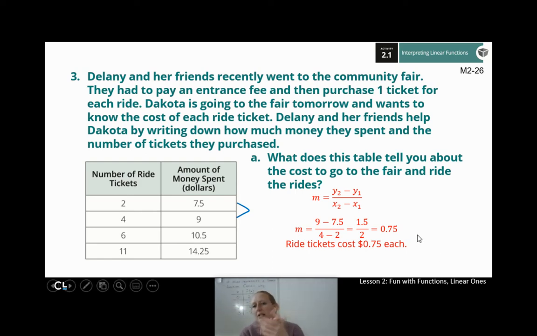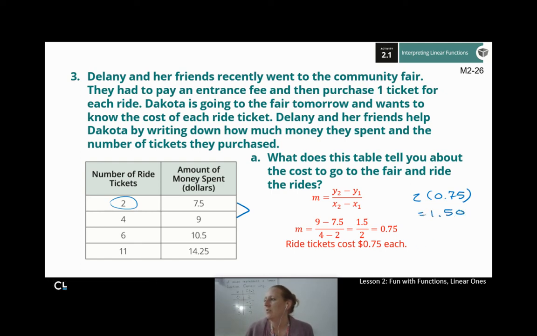So I know that the ride tickets are 75 cents each, but remember it costs money to get into the fair. So I'm going to do a little bit of math here, and I'm going to use this first one to help me out, right? She did 2 ride tickets. So if I did 2 times 0.75, that's why I have a calculator, that's $1.50, right? So she only spent $1.50 on ride tickets. But she spent $7.50 total.